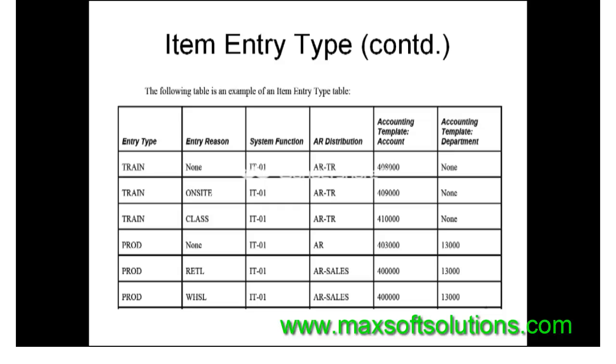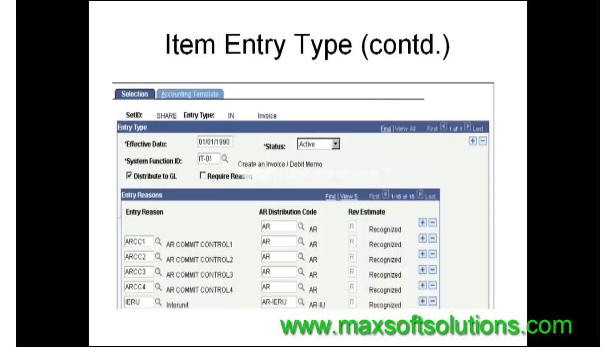Next, we'll take a look at some of the examples of the setup of item entry type. Next, actually setting up the item entry type, and we'll go over each attribute and review each one of them.